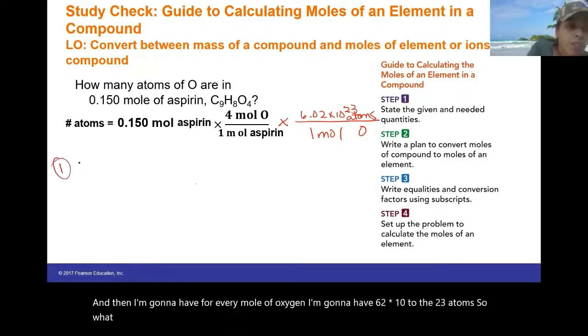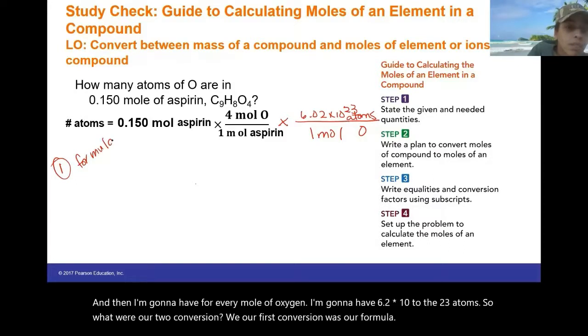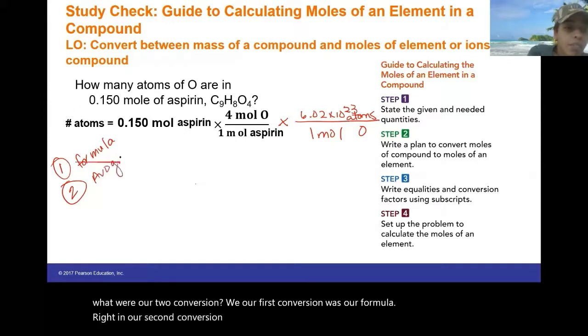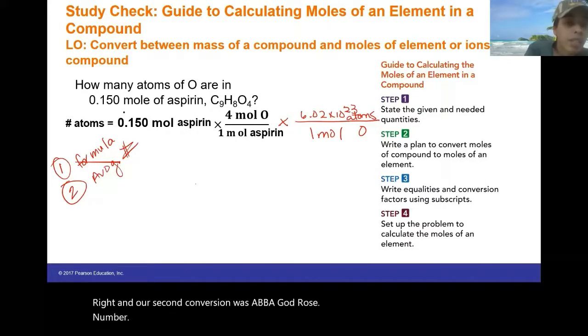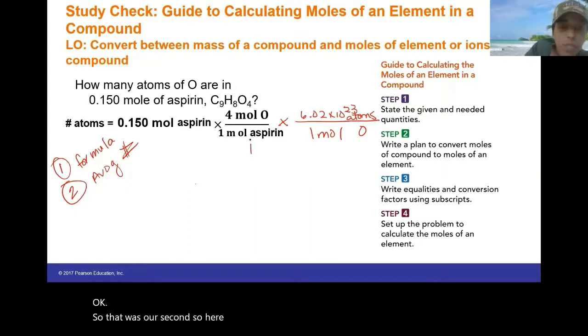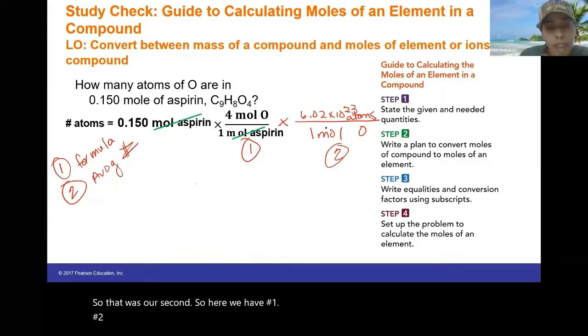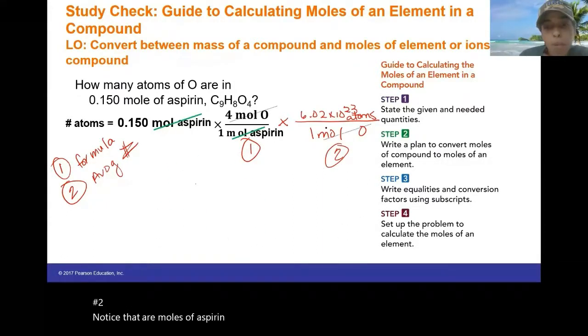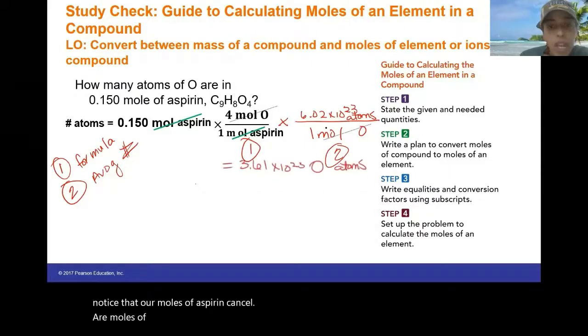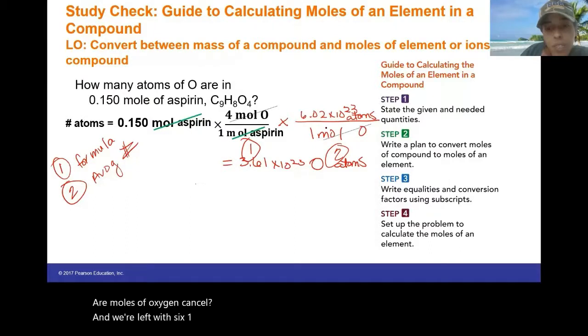So what were our 2 conversions? Our first conversion was our formula, right? And our second conversion was Avogadro's number, okay? So here we have number 1, number 2. Notice that our moles of aspirin cancel, our moles of oxygen cancel, and we're left with 6.13 times 10 to the 23 oxygen atoms, right?